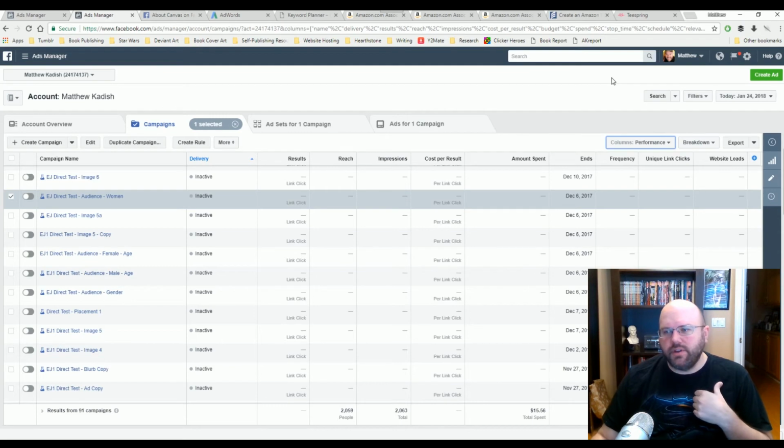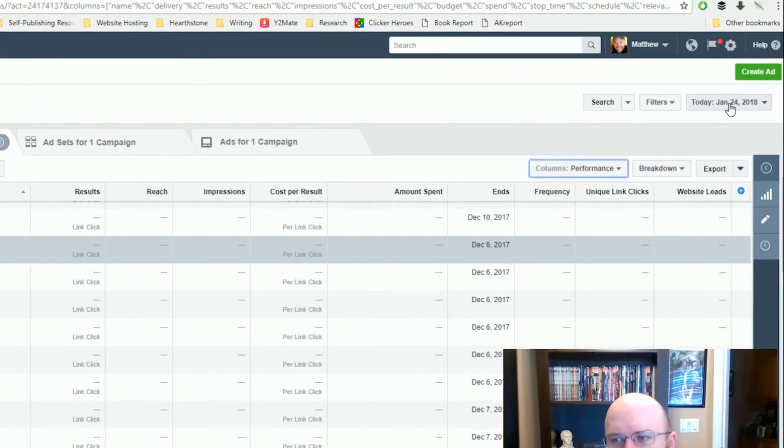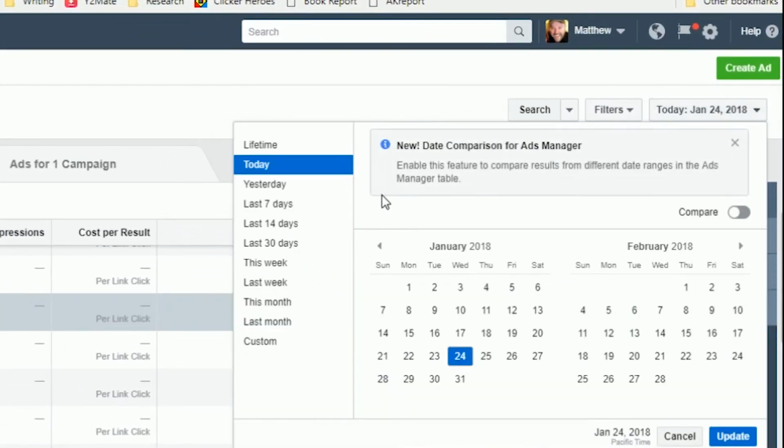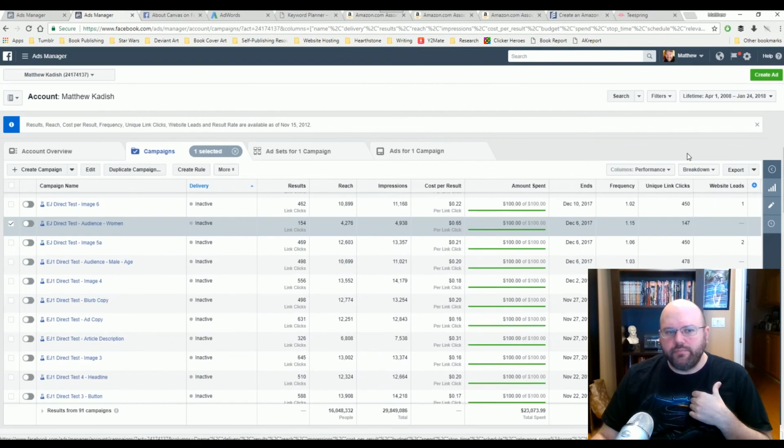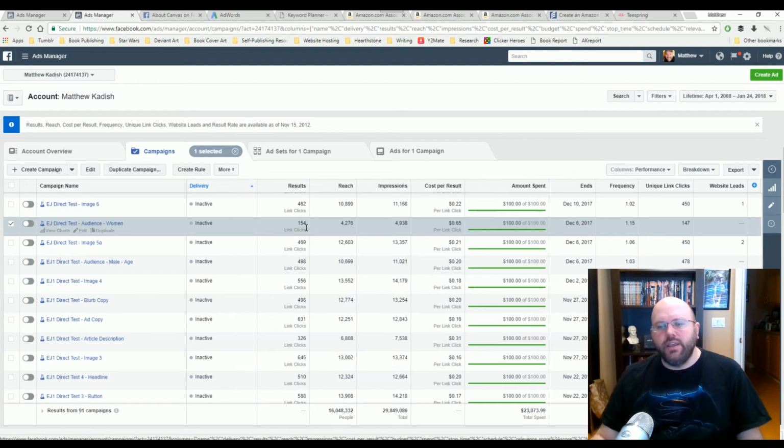So the first thing I'm going to do is I'm going to go up here to the upper right corner, and I'm going to select the lifetime date range, just so I can get some decent data off of this. And you can see here that over the course of this campaign that I'm going to be talking about, we got some definite data here.